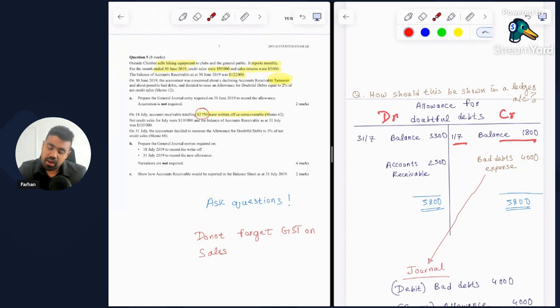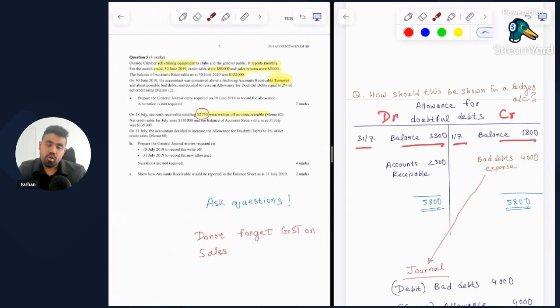Then on the debit side, I've included the closing balance based on the calculations we have just run a while ago, and that was $3,300 based on the 3% new rate that we multiplied with the net credit sales of $110,000 for July 2019. Now, what's happening next? In this month, on the 18th of July, we also confirmed that $2,500 from our accounts receivable, which is the GST excluding amount, is not going to be collected anymore.